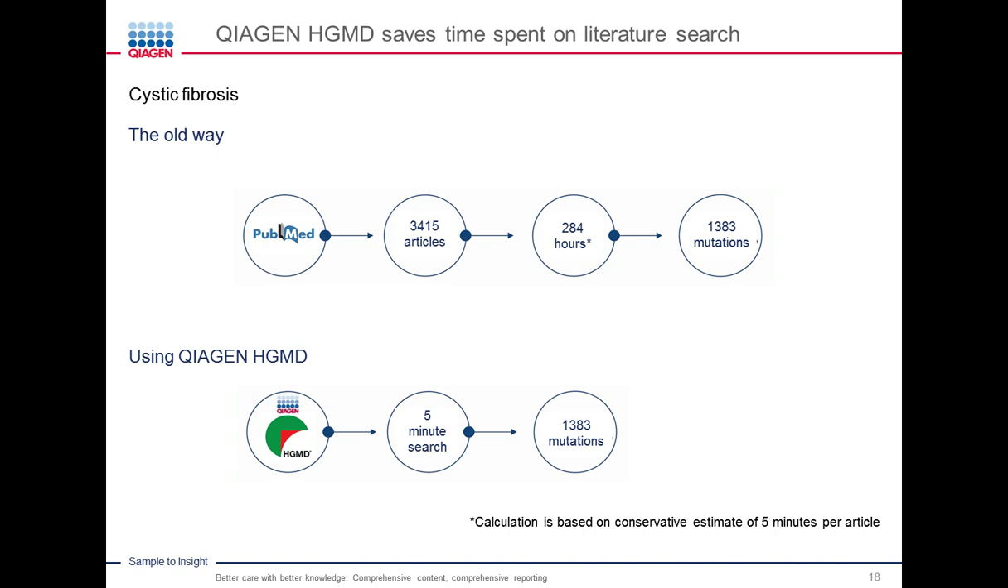Here's an example use case where if you're looking up all the mutations for cystic fibrosis, one way you could do it is to go to PubMed, type in the term cystic fibrosis, and that will return around 3,415 articles. And if you're able to read really quickly, on the order of 5 minutes per article, that still takes you 284 hours. And at the end of that exercise, you'll come out with a list of 1,383 mutations. Alternatively, if you use HGMD, you could type in the term cystic fibrosis through the web browser, and within a 5-minute search window, return the same number of 1,383 mutations.